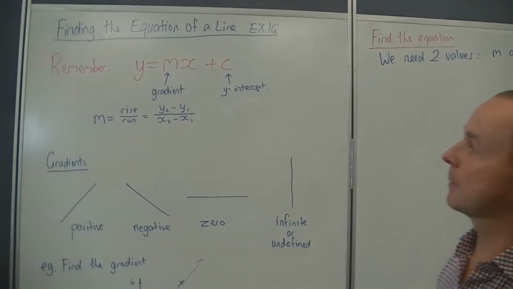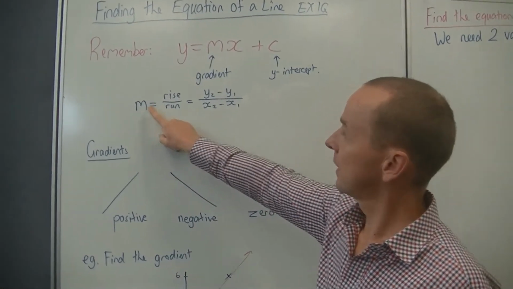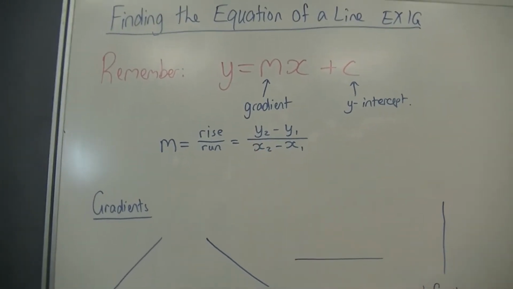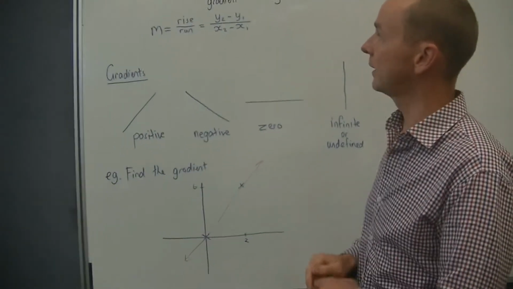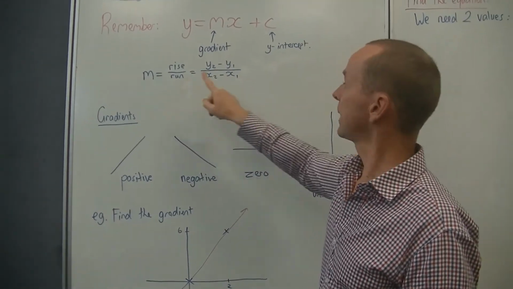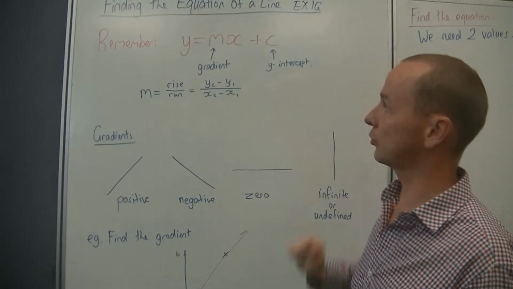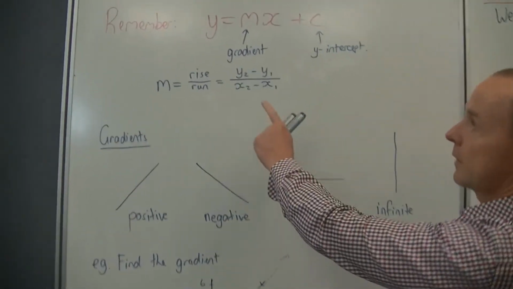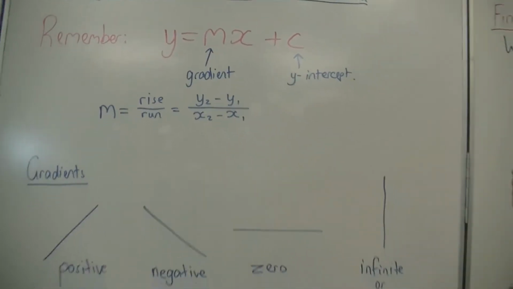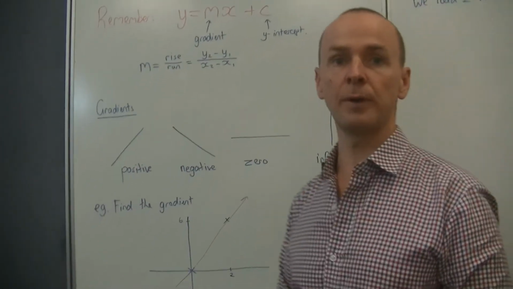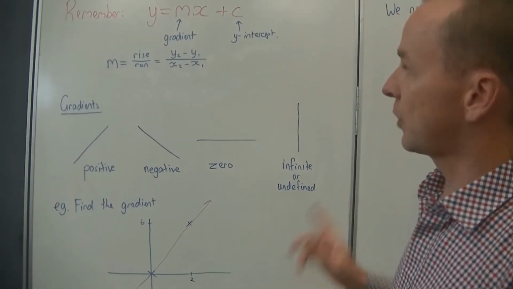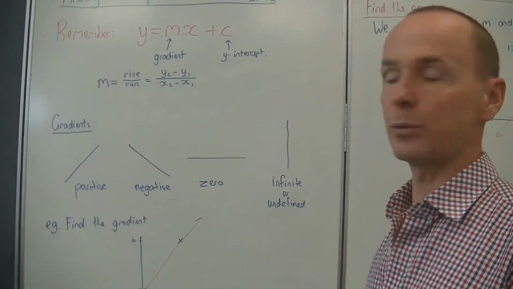The next thing we have to remember, m is the gradient. The formula for the gradient is rise over run. So if you've got a diagram, a graph, you can draw your little triangle in and work out rise over run. Remember whether it's positive or negative as well. And if you don't want to use that and you've just got two different points, you can use the formula y2 minus y1 over x2 minus x1, and that will work out the gradient for you, and it'll put a positive or negative in front of it automatically. If you've forgotten that, I'll be doing it in a second in an example.